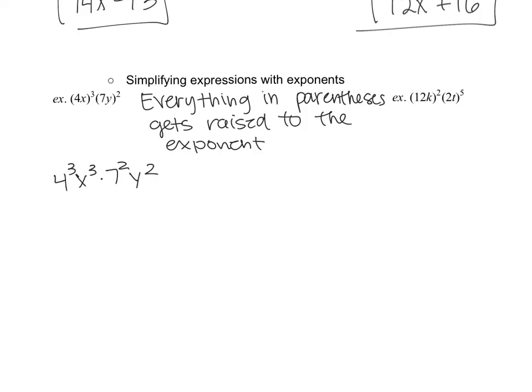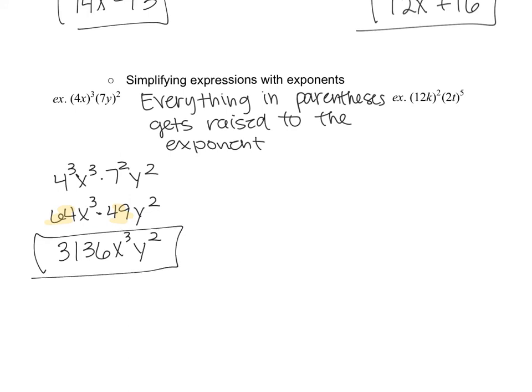Now any number we can evaluate raised to an exponent. So 4 cubed is 64. So we have 64x cubed times 7 squared is 49, so 49y squared. Now, any numbers can be multiplied together. So when we do 64 times 49, we're going to get 3,136. And then x cubed y squared can't multiply together, so it's just going to stay x cubed y squared.